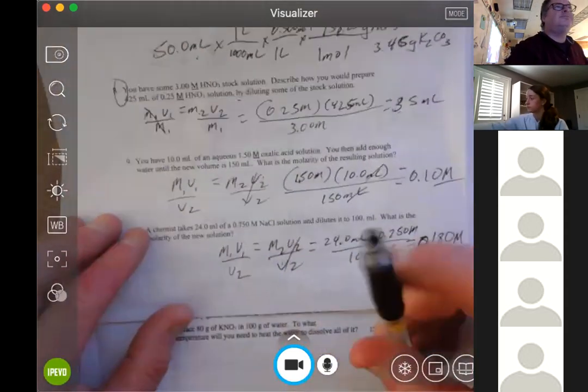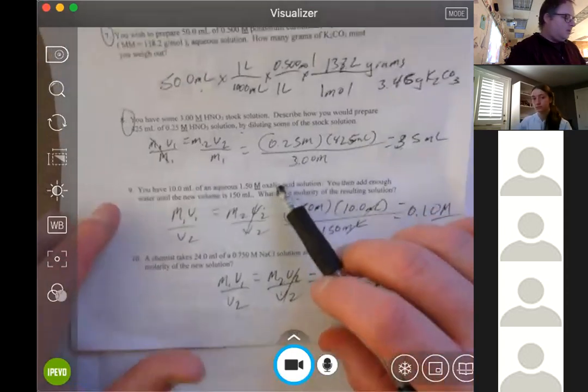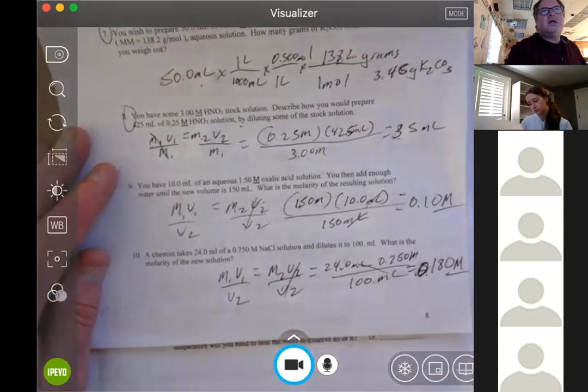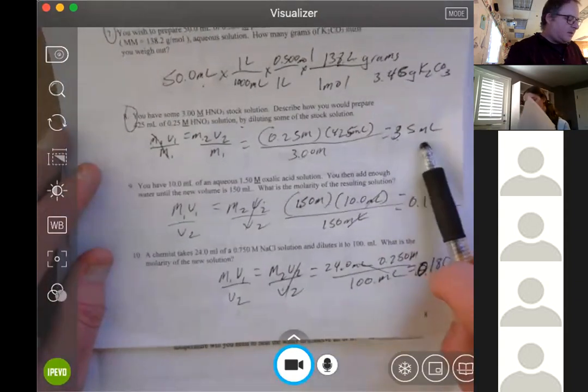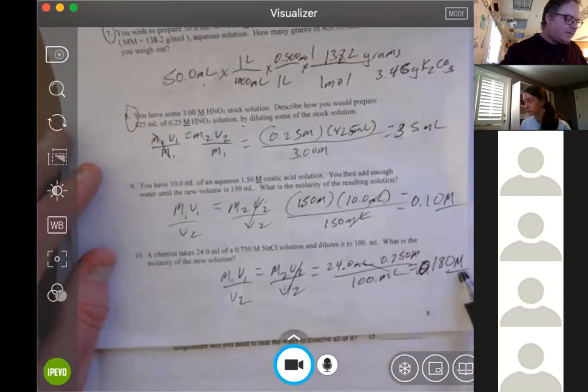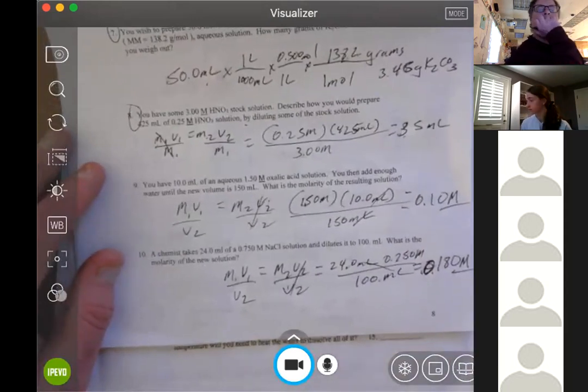So if we take a look here, you were to do, I believe, 8, 9, and 10. Take a look at those answers and make sure that you got them. I got 35 milliliters, 0.10 moles per liter, and 0.180 moles per liter.